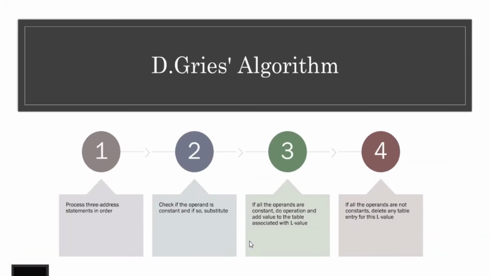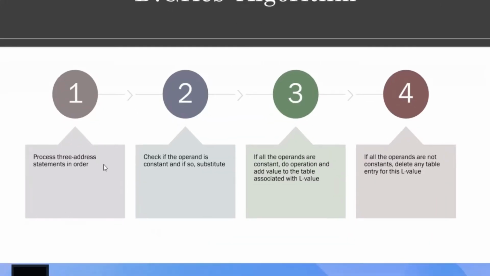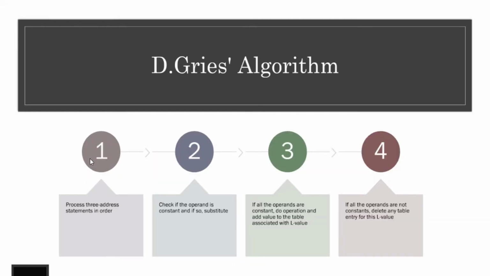What does this algorithm mean? We have to process the three address statements given as input in order, and we have to check if the operand is a constant. If the operand is a constant, we have to substitute it. If all the operands are constant, we have to do the operation and add the value to the table associated with the L value. If operands are not constant, we have to delete any table entry for this L value. So these are the steps for processing the three address statements.